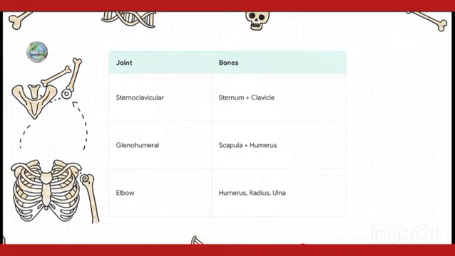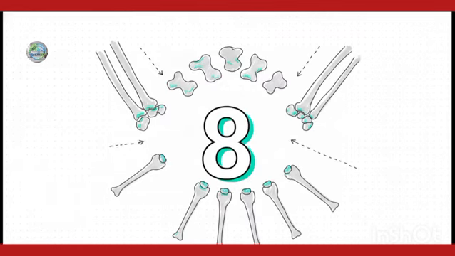Moving distally, the elbow joint is exactly where the humerus meets the 2 bones of your forearm, the radius and the ulna. Traveling further down the arm to the wrist, I want you to sear this number into your mind. 8. There are exactly 8 carpal bones in your wrist. These 8 tiny bones form a critical mechanical bridge connecting the radius and ulna of your forearm to the metacarpal bones in the palm of your hand.